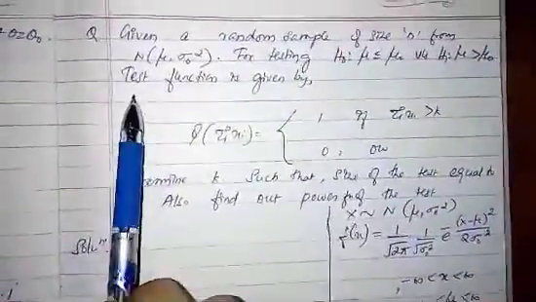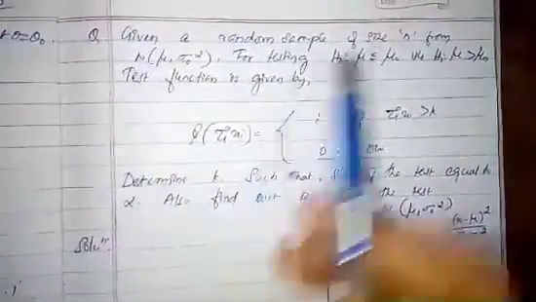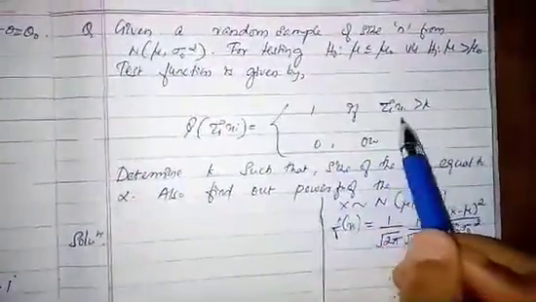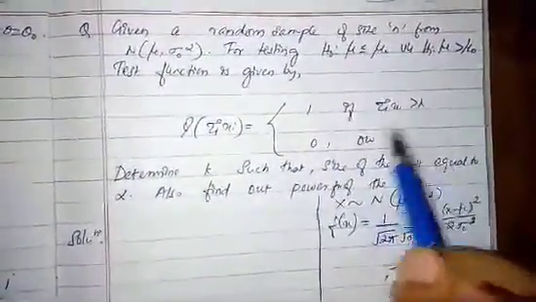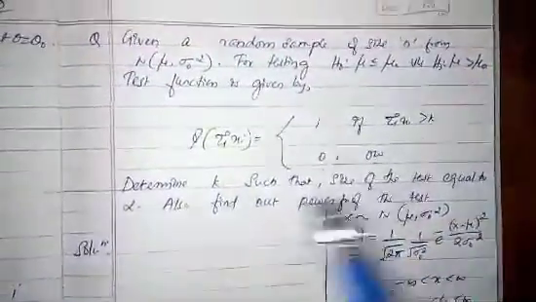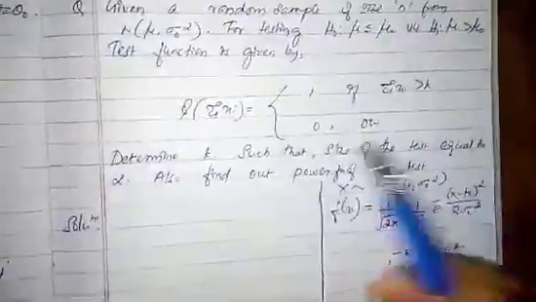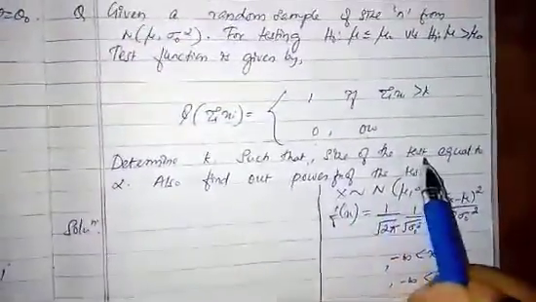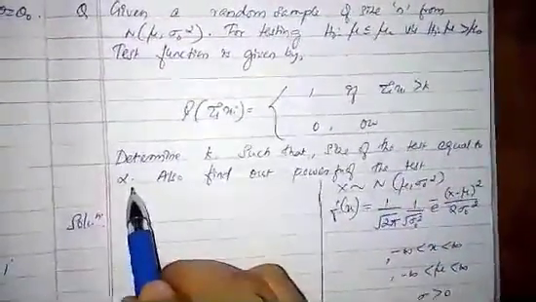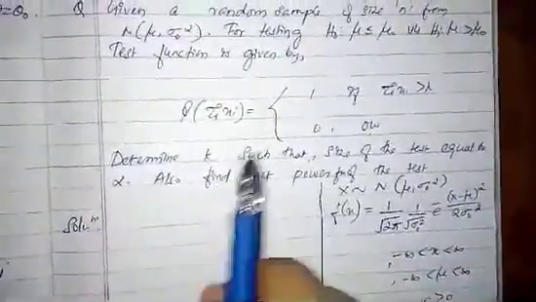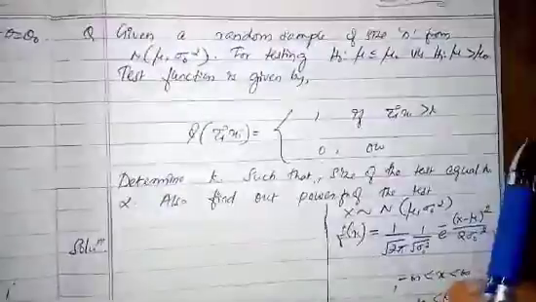versus H1: mu is greater than mu naught, and the test function is given by phi of x equal to 1 if summation xi is greater than k, 0 otherwise. Determine this k value such that the size of the test equals alpha. Also find out the power function of the test. This is the question.